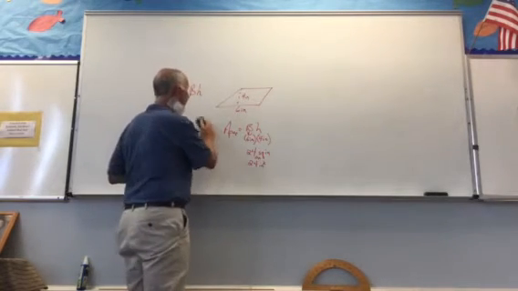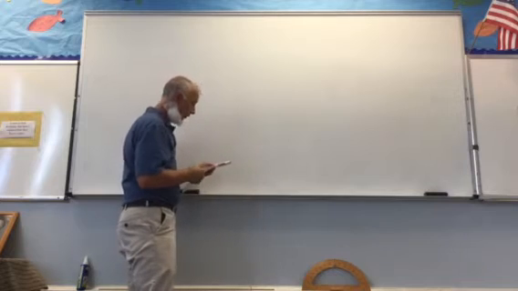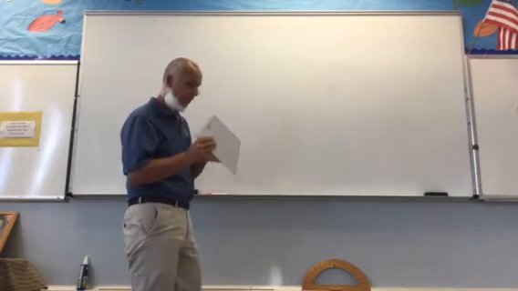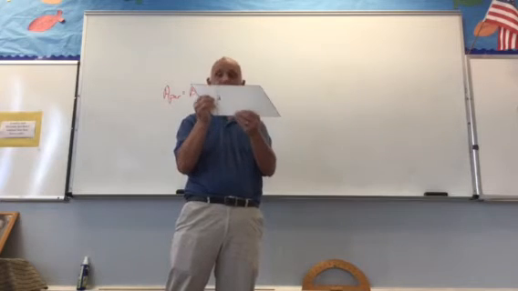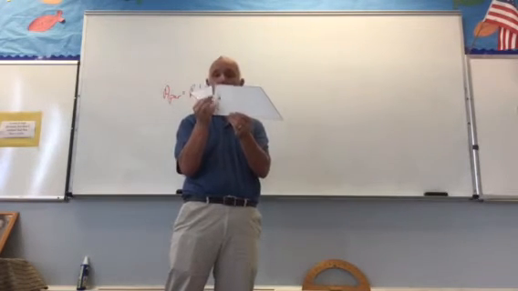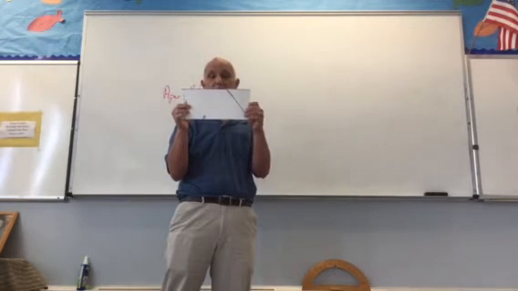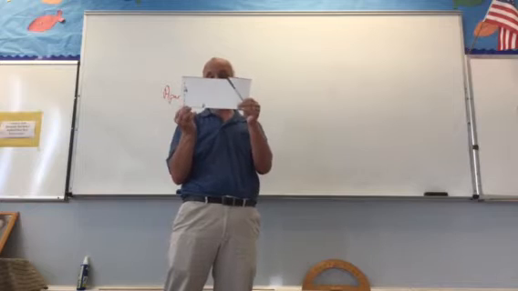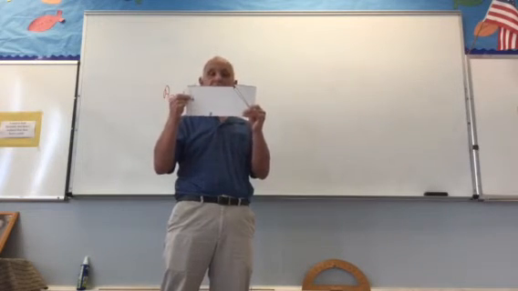So again, the whole idea of finding the area of a parallelogram is to cut off part of the parallelogram and swing it to the other side and make it a rectangle, which is really length times width, but in the parallelogram, the length is the base and the width is the height.